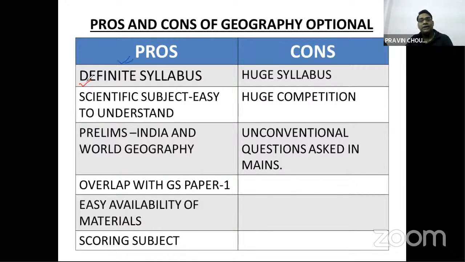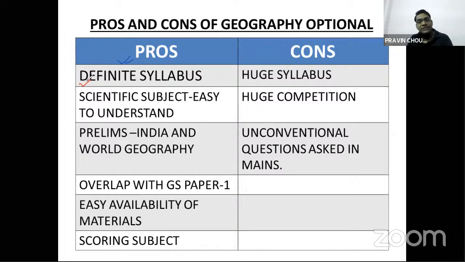So those who have done graduation or master's in geography, I suggest you do self-study. You can easily do self-study because you know very well the same university books you will also study for the optional subject, like Savindra Singh, the most highly recommended book for physical geography. The same physical geography you study in your university and master's degree. So its syllabus is very defined.